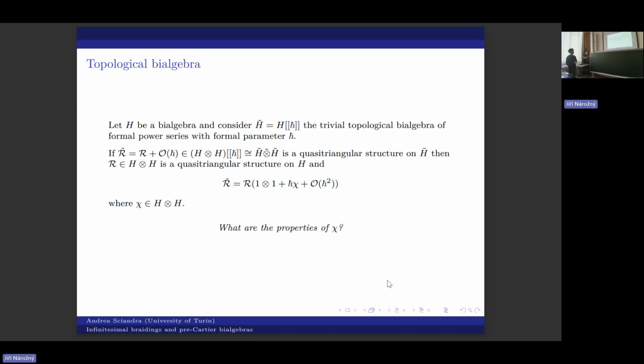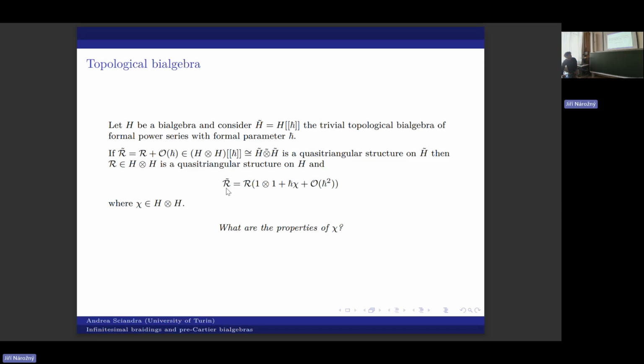And now suppose we have a quasi-triangular structure on H tilde. So this is just an R, which is something in H tensor H in degree 0 of H bar, plus something of degree bigger than 1 in H bar. And we can collect R from the left so that we have 1 tensor 1 at degree 0 plus something at degree 1, which we call chi, which is just an element in H tensor H.